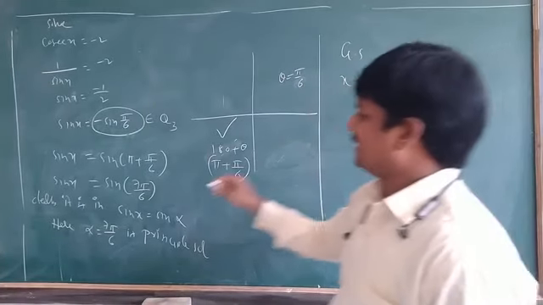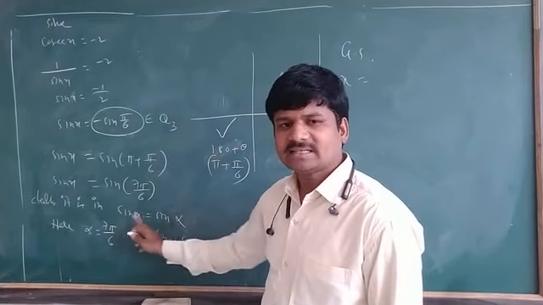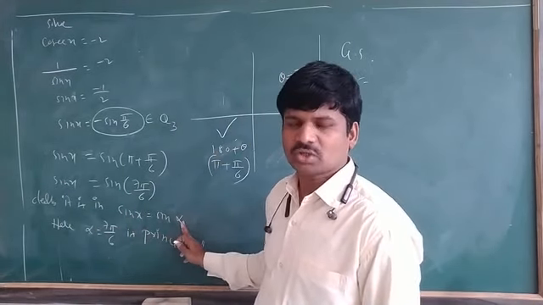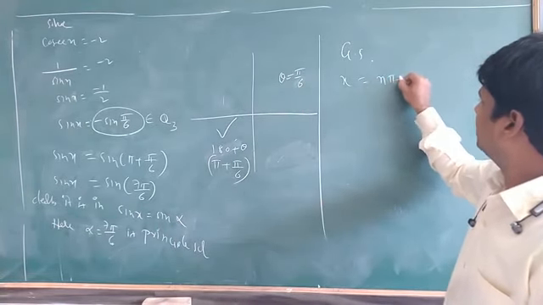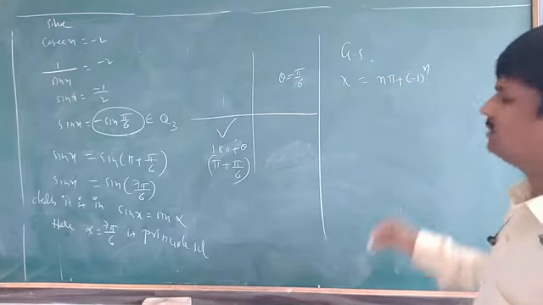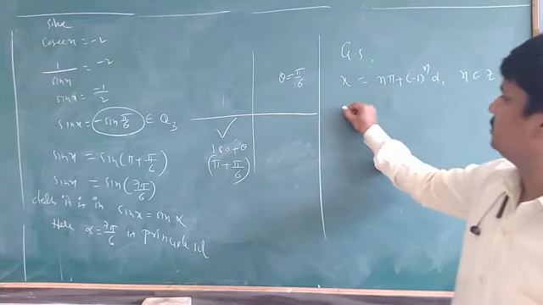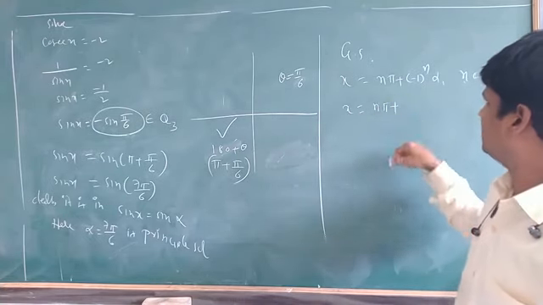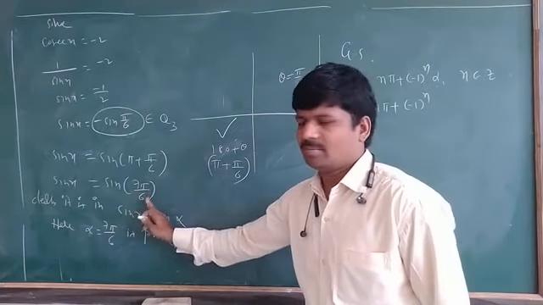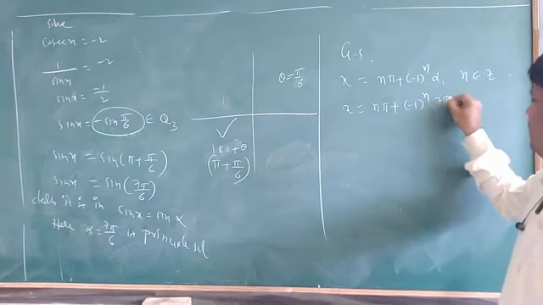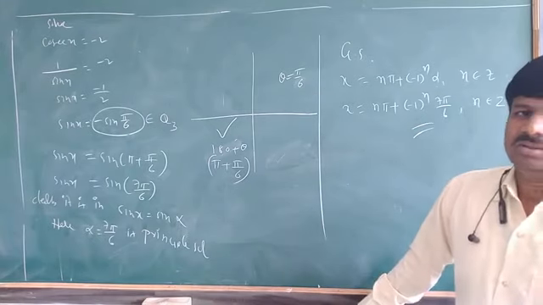For the form sin x is equal to sin alpha, what is the general solution? The formula is x is equal to n pi plus minus 1 whole power n into alpha, n belongs to Z. Here what alpha value did we get? 7 pi by 6. So x is equal to n pi plus minus 1 whole power n into 7 pi by 6, where n belongs to Z. Understand?